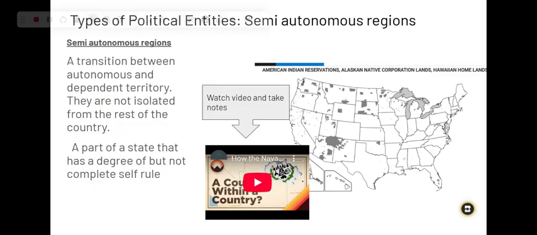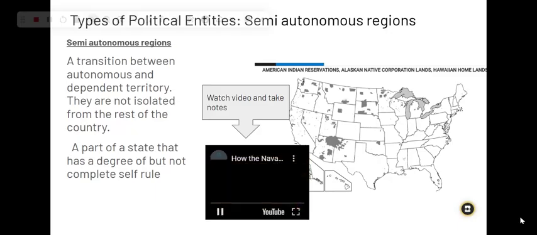Okay, so the semi-autonomous regions, this is a transition between autonomous and dependent territories. They're not isolated from the rest of the country. They are part of a state that has a degree but not complete self-rule. Once again, I'll attach the video for you to watch later.